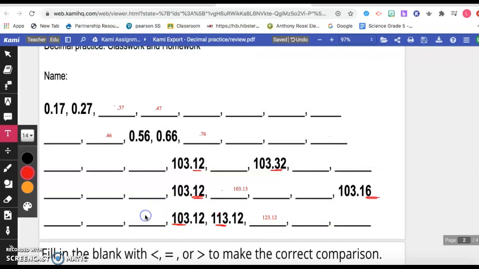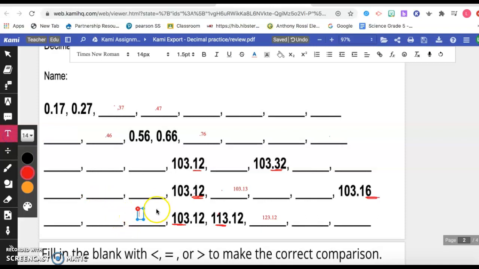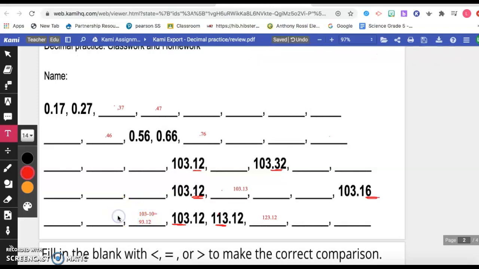On this side, I need to think 103 minus 10. So 103 minus 10 equals 93 and 12 hundredths. And I'm going to go backwards again and again.